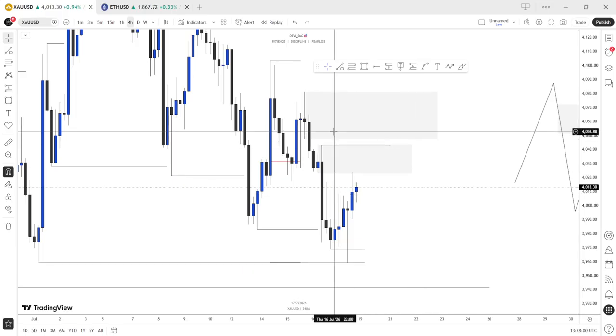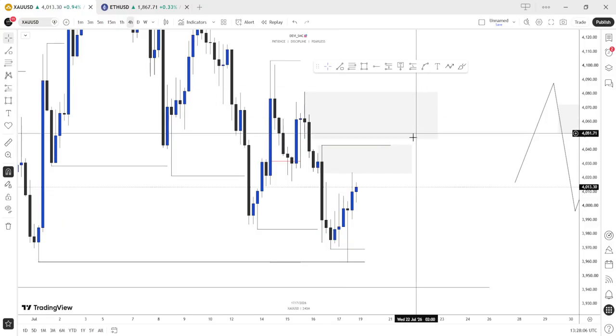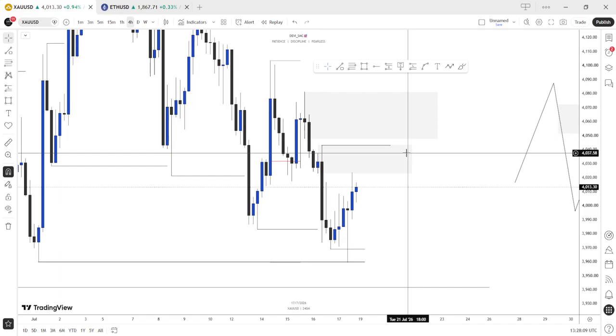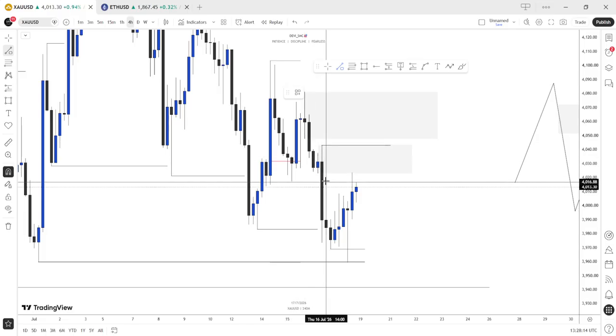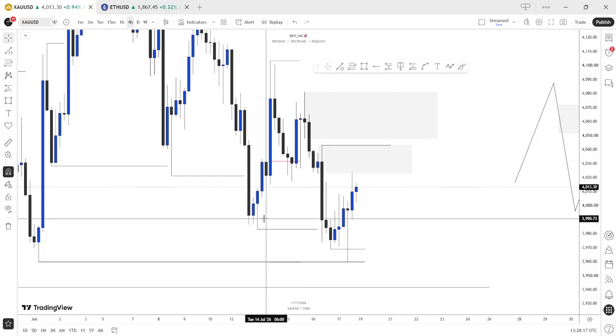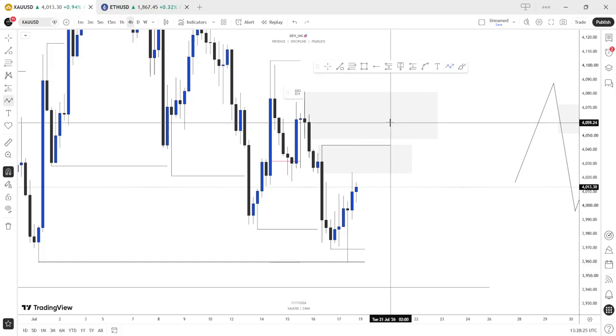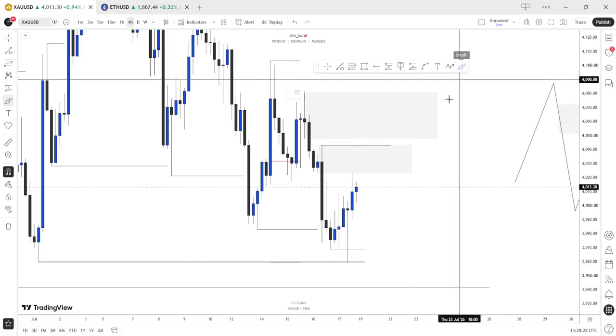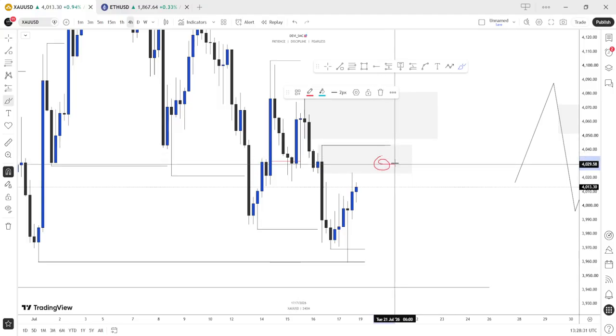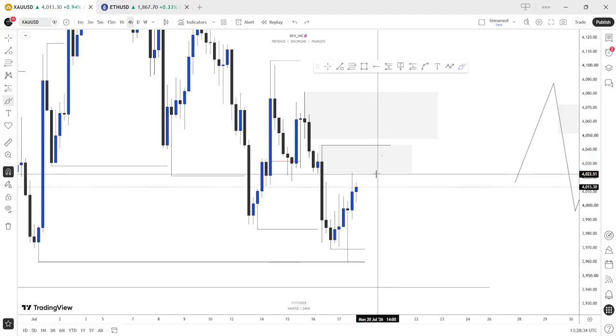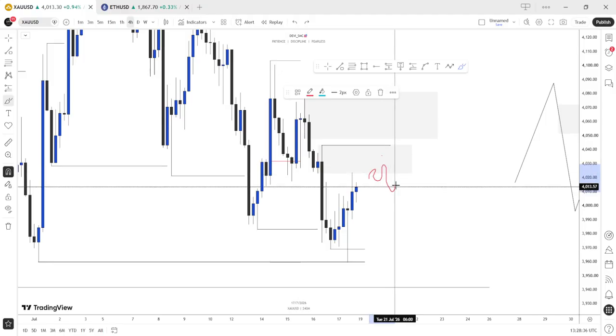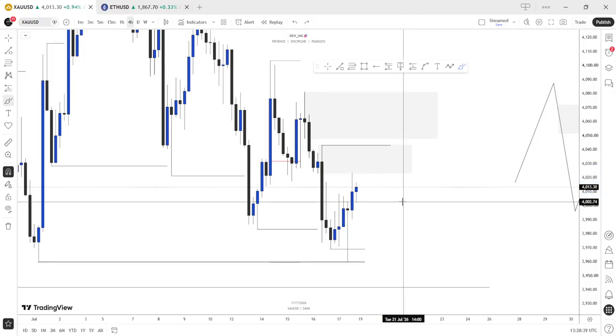So now another problem is we have two supply zones right now. How do you know which one is going to hold, right? This is how you actually know which one is going to hold. You wait for confirmation, right? So if price comes into this zone over here, into this level over here, and then doesn't give us confirmation that the structure is shifting bearish, right? You won't take that trade.